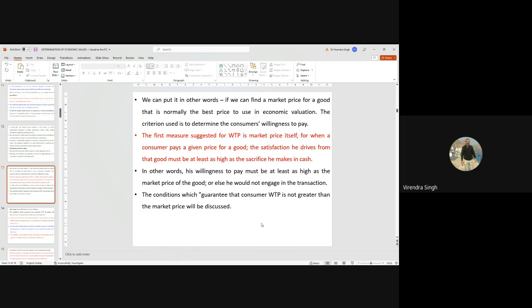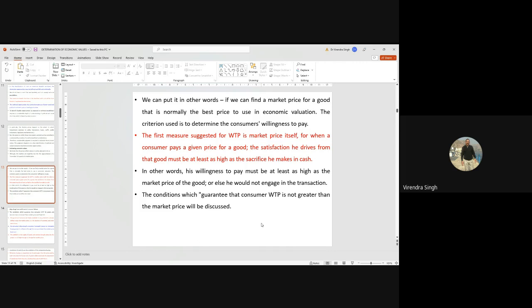The first measure suggested for willingness to pay is the market price itself. When a consumer pays a given price for a good, meaning buys a good at a particular price, the satisfaction he derives from this good must be at least as high as the sacrifice he makes in cash. If the satisfaction derived is less than that, he will not buy it. Or if the satisfaction derived from this good is more than that, he will tend to buy more.